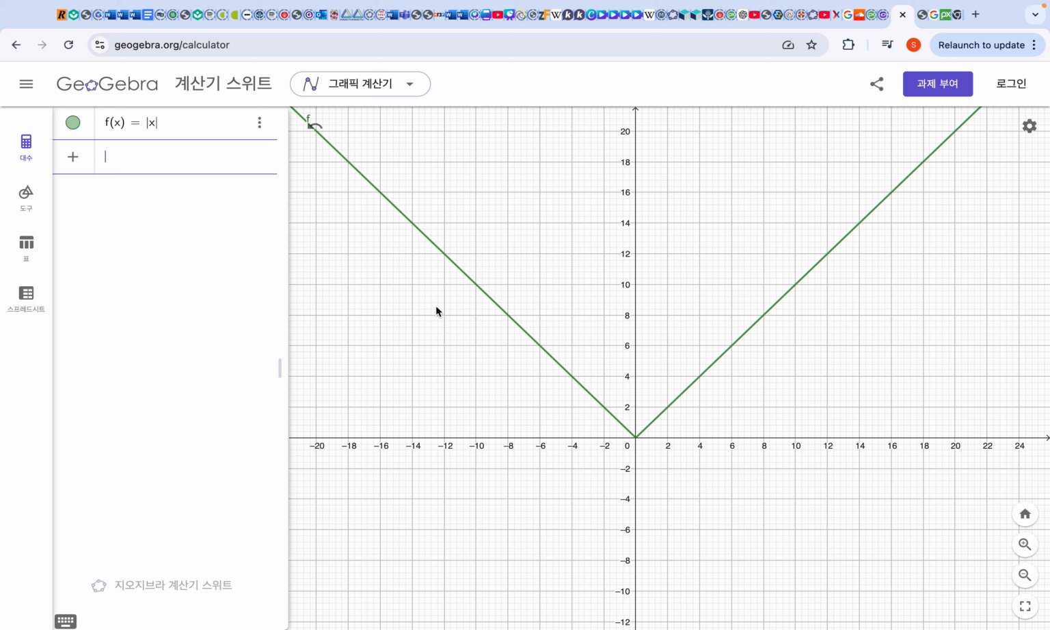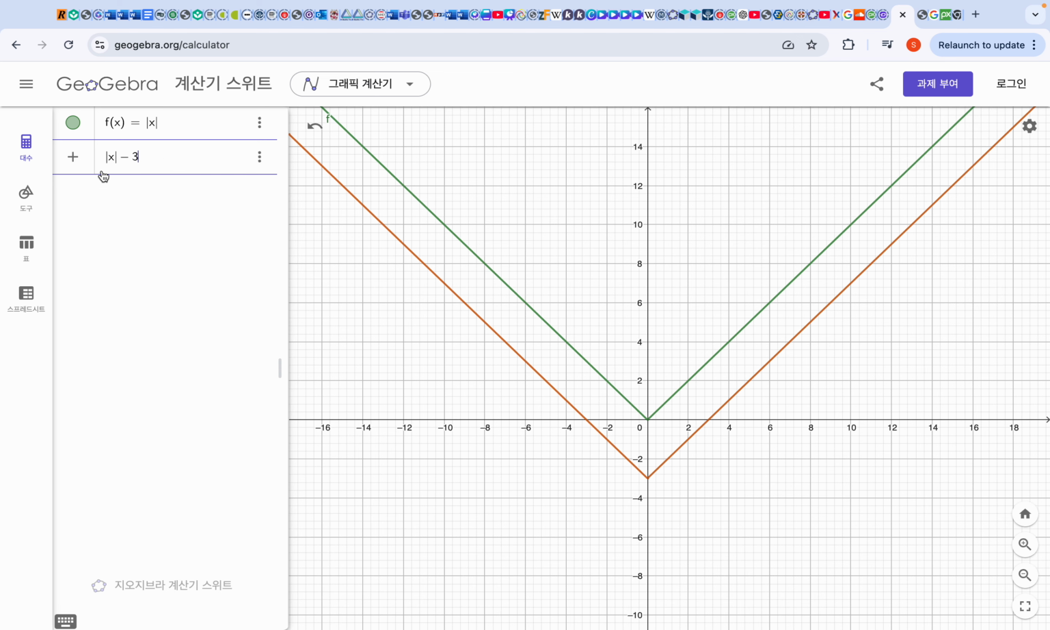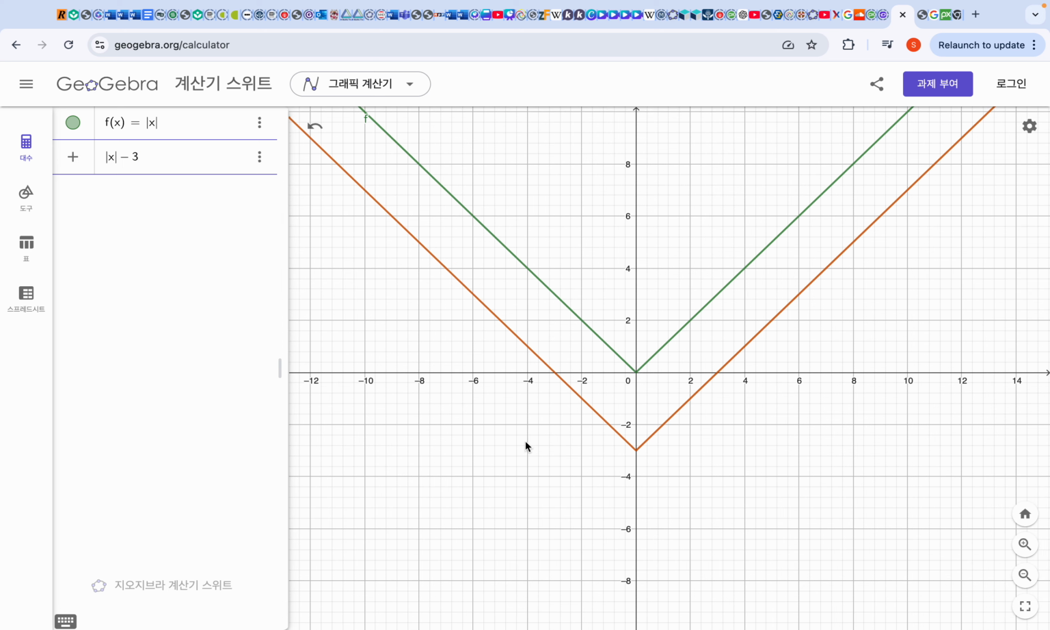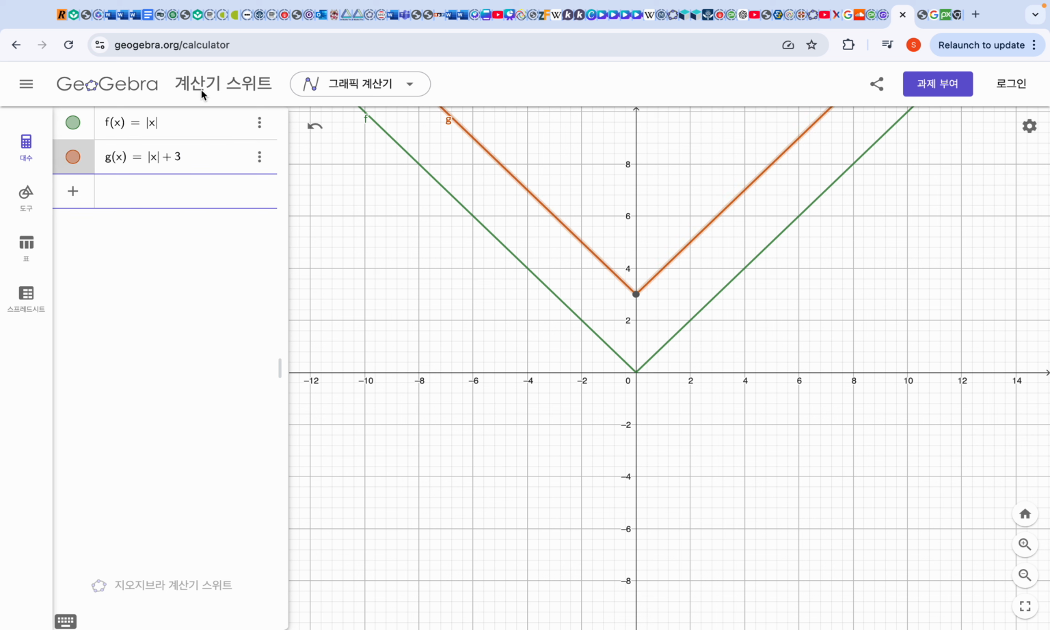In this case, if we have any plus or minus additions on the outside of the absolute value signs, they will move vertically along the y-axis, dependent on the positive or negative. If you add a negative value to it, it will go down by that value. So absolute value x minus 3, we go down by 3 on the y-axis. Plus 3, vice versa, we go up by 3.